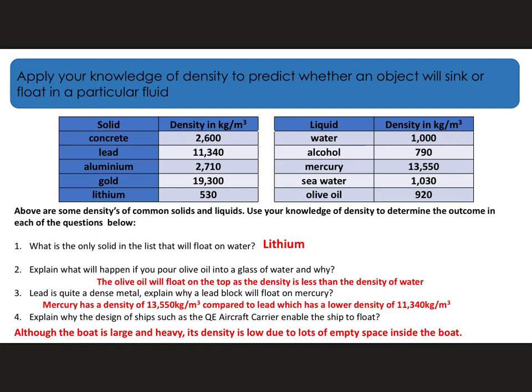The last question here is explain why the design of ships such as the Queen Elizabeth aircraft carrier is able to float. So in this case, what we want to do is explain why any boat will float really, and that is because although the boat is large and heavy, its density is low because it's got lots of empty space inside the boat. So by having empty space inside the boat, you've got areas of free space, which means that the overall mass per unit volume is less, therefore it's got a lower density, which means it can then float. So hopefully that's run through all those questions there. I'll leave them on for a few seconds just so you can make sure you've got them all correct.